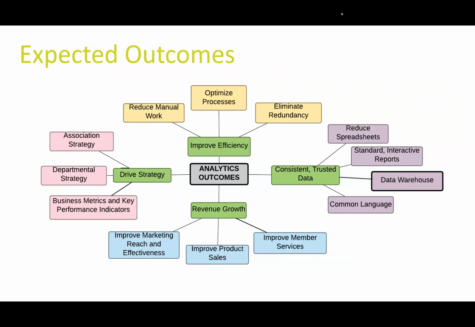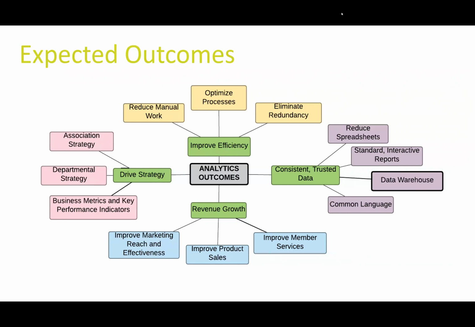In reducing spreadsheets. So as you drive towards a central repository and having data in one trusted, consistent area, you're reducing spreadsheets that are being kept in all the different departments and kind of all over the map and not really even knowing as an association what data that you have.